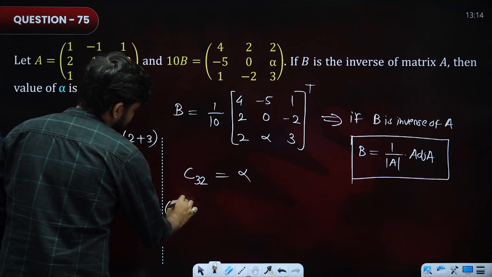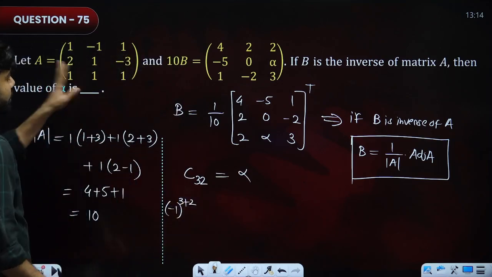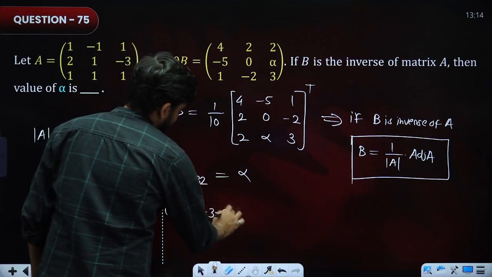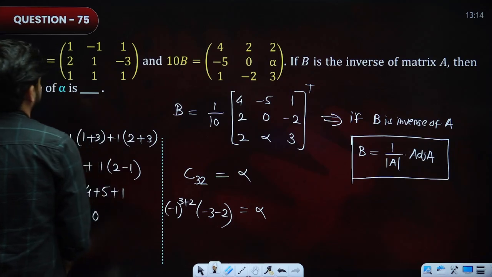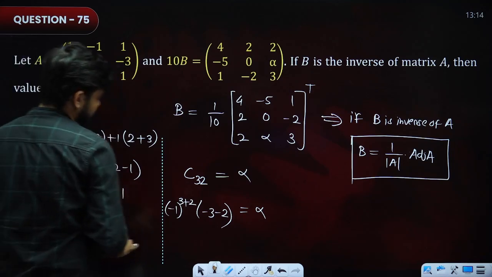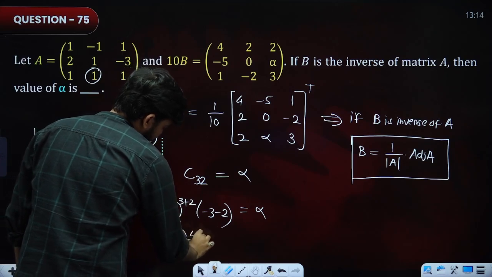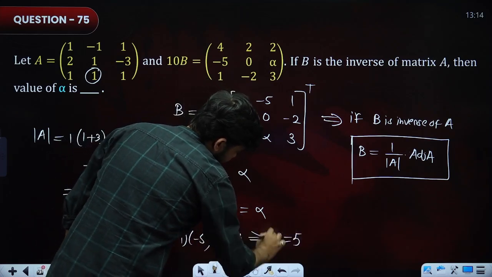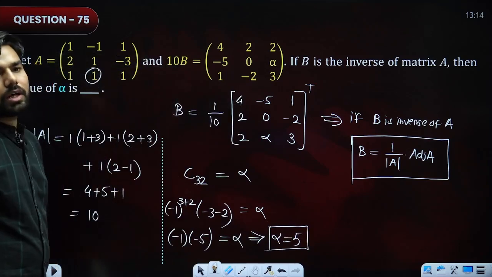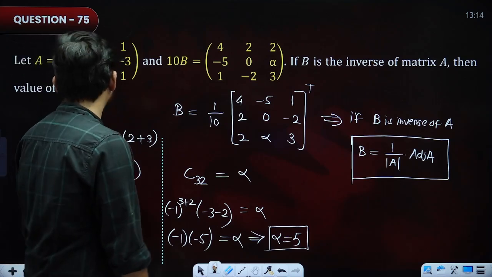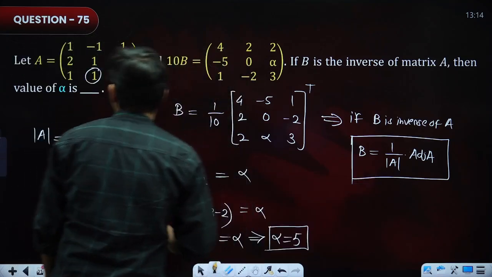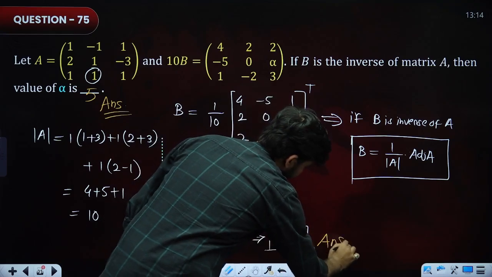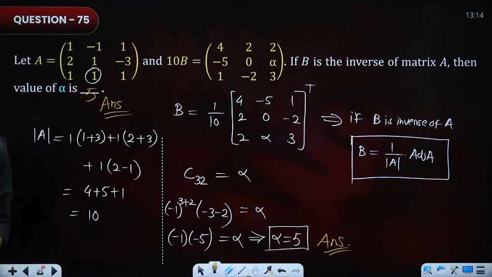Let's write minus 1 power 3 plus 2, and taking the cofactor of this, we get minus 3 and minus 2. It is equal to alpha, correct? We're taking this minus 3 minus 2. So this is a negative value, this is minus 5 equals alpha. So we can say that alpha is equal to 5, correct? In that case we have to find the value of alpha, so the value of alpha is equal to 5. 5 should be the correct answer over here.